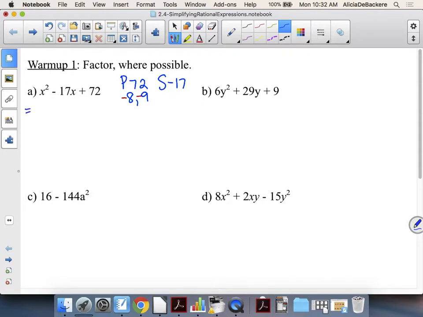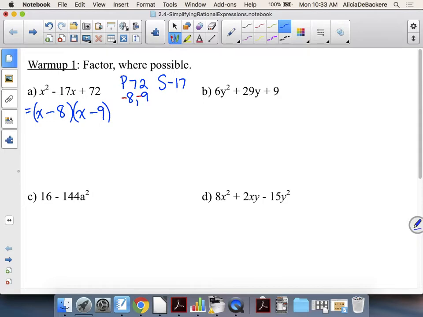Don't forget, for simple trinomial factoring, I'm just going to put the x's right at the front of the brackets. That gives me back my x squared when I FOIL it out. And then I just pop those two numbers into the end of the brackets. I could check my answer by multiplying that back out.